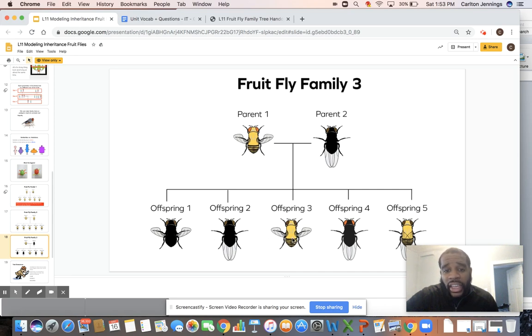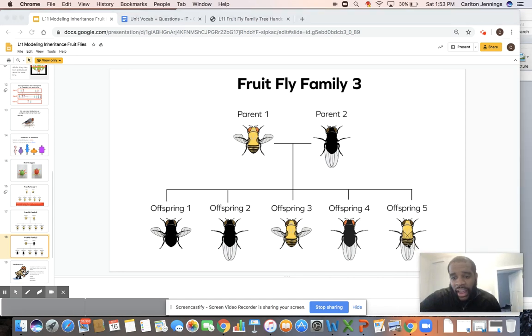Offspring three can be black, has this yellow and black body from mom, has the eyes from dad, wings from mom, black legs from mom. Offspring four can get eyes from mom, legs from dad, wings from dad. And offspring five can have body from mom, eyes from dad, legs from dad. So model three is the correct model that shows how the offspring get their traits from their parents.